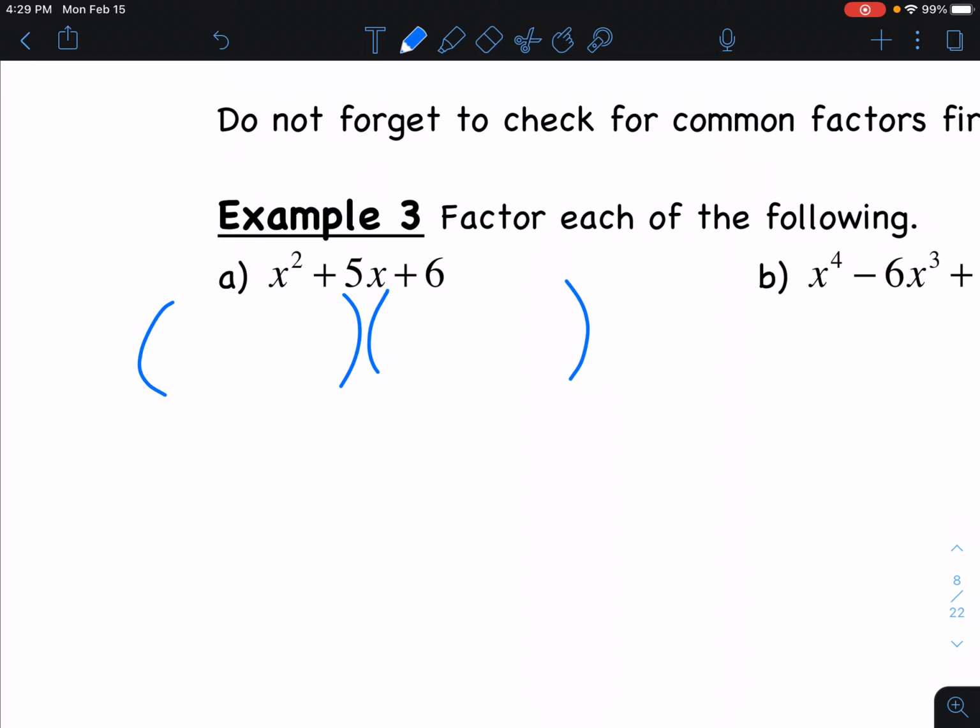So what are the signs? Well, obviously they're x plus and x plus because there's no minus signs in this problem. And we need two numbers that multiply to get 6 and add up to get 5. Can you think of those now? Very easy. 2 and 3. 2 times 3 is 6, which is the C term, and 2 plus 3 is 5, which is the B term.